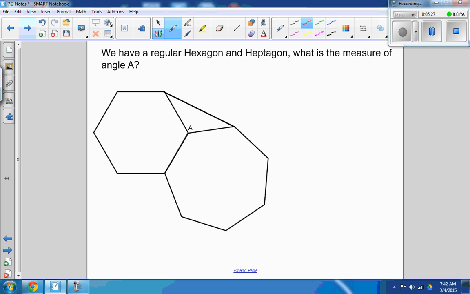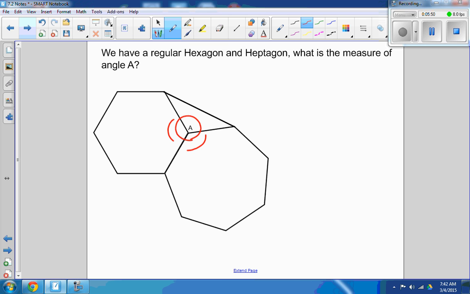So let's look at this problem. It's kind of a tessellation sort of problem going on here. So we have a regular hexagon and a regular heptagon. And we've got to figure out what's the measure of angle A. So let's find out the interior angle of a hexagon, the interior angle of a heptagon, and then we know all three of these add up to 360.